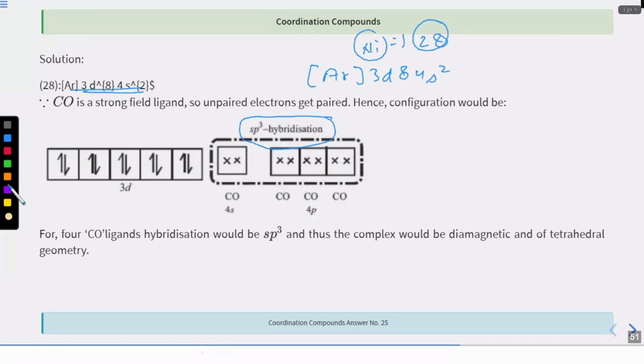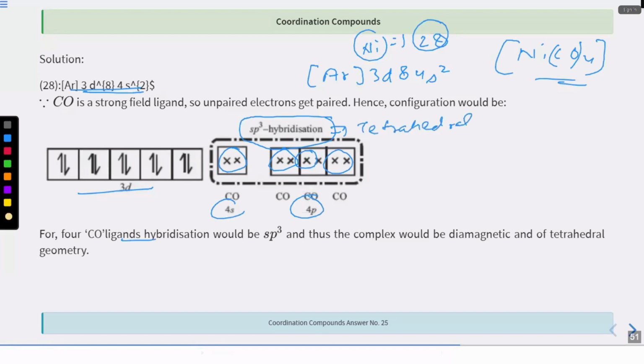Okay, so when it goes to Ni(CO)4, it is like this, 3d10. So it would be something like this. 4 CO comes, so sp3 hybridization takes place, 2 electrons in each, so it would be 4s and 4p, because carbon donates electrons into the 4s and 4p orbitals, so it takes sp3 hybridization instead of square planar. So sp3, we all know it is represented by tetrahedral, not square planar. So the 4 CO ligands hybridize in the form of sp3 hybridization, and thus the complex would be diamagnetic.